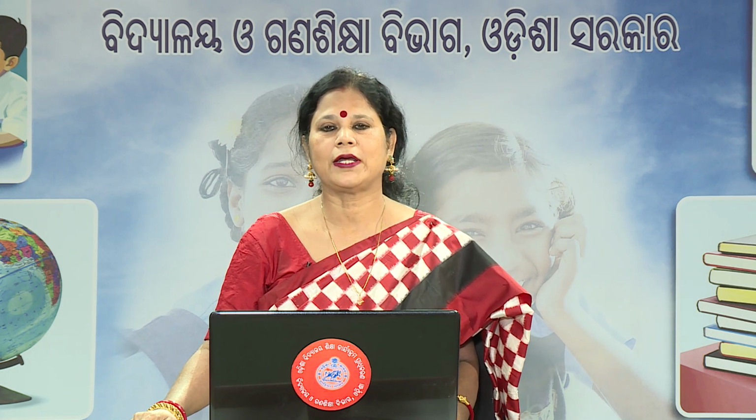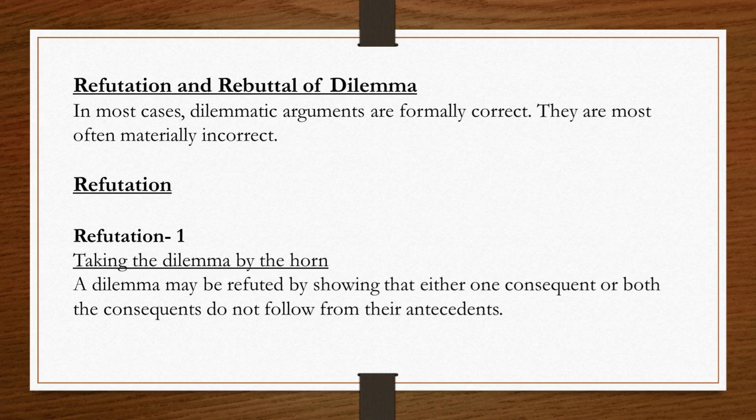Dilemmatic arguments are in most cases formally valid. Formally valid means all the rules are applied correctly. When rules are applied correctly, then the dilemma is formally valid. When the rules are not applied correctly, then the dilemma is invalid. But in most of the cases, we find that dilemmatic arguments are formally valid. Sometimes these dilemmatic arguments are materially false.